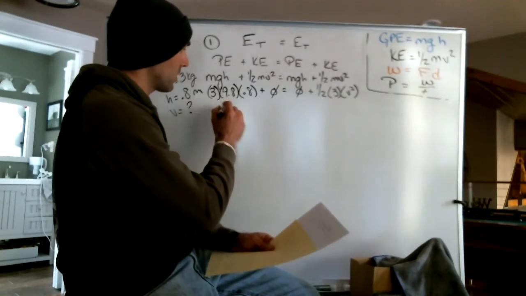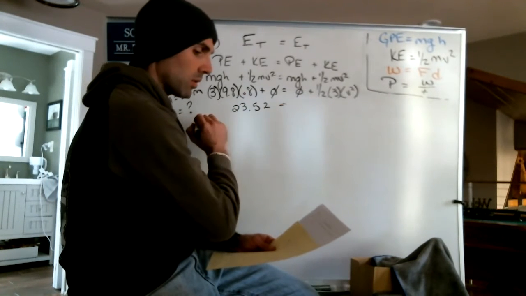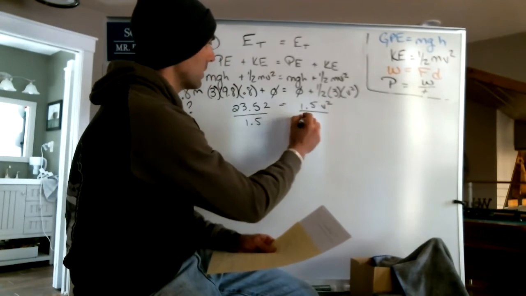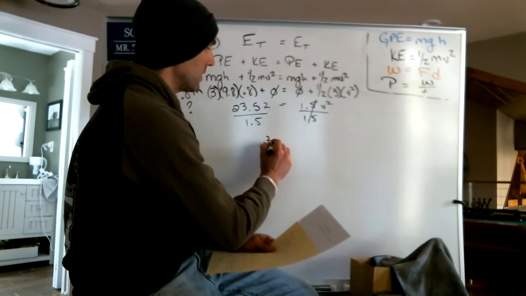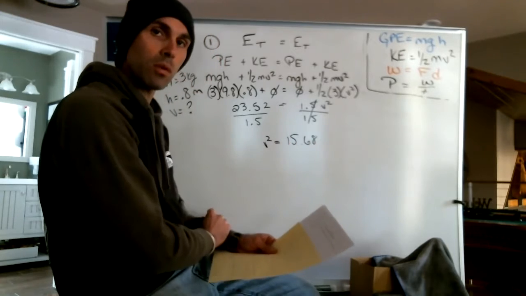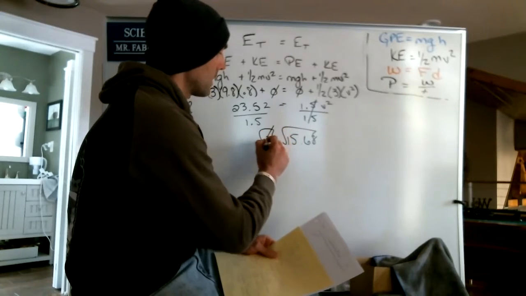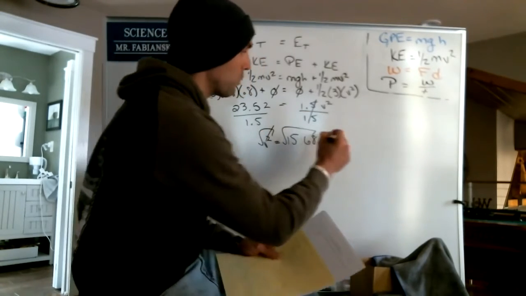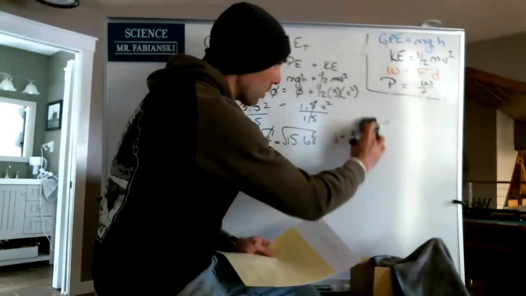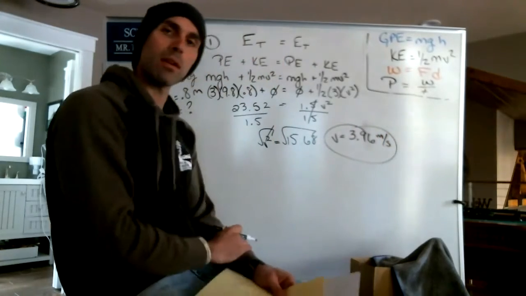All right, continuing to solve this, we get 23.52 equals 1.5 v squared. We need to divide by the 1.5. We get v squared as equaling 15.68. How do we undo the square? We square root it. Very good. And we get v as equaling 3.96. Oh my God, that is a horrible 9. 3.96 meters per second. And there's our answer.